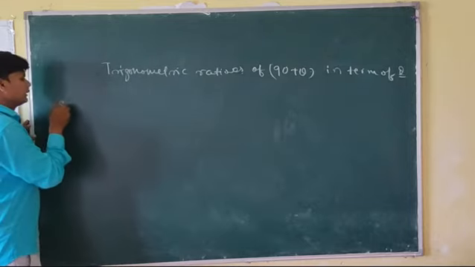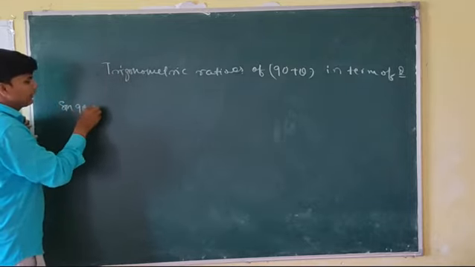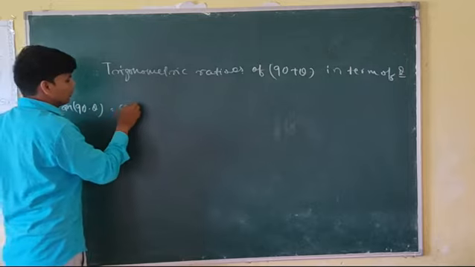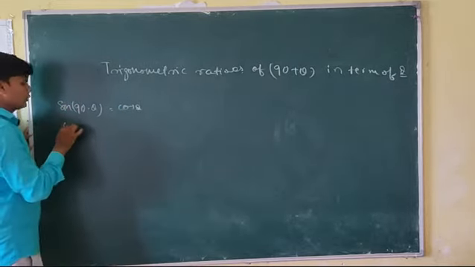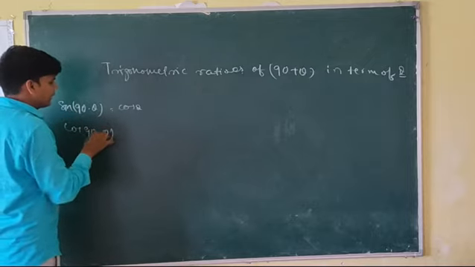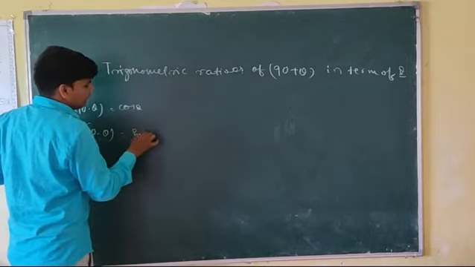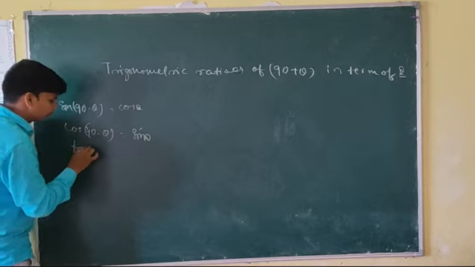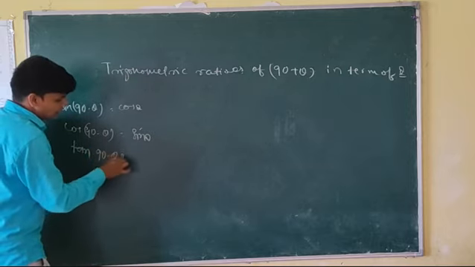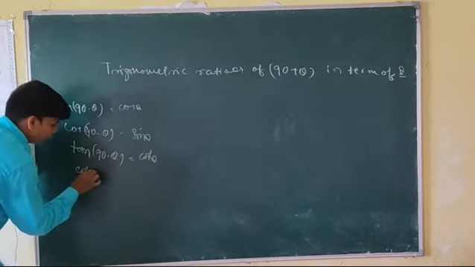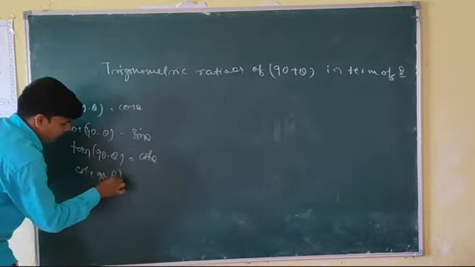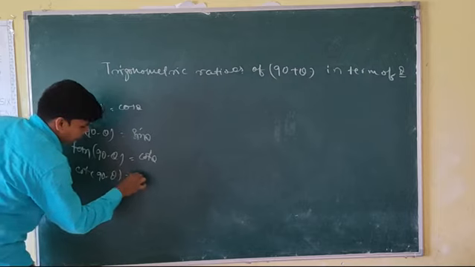We found, in your last class, sine 90 minus theta is equal to cos theta. Cos 90 minus theta is sin theta. Tan 90 minus theta is cot theta. Cot 90 minus theta equal to tan theta.